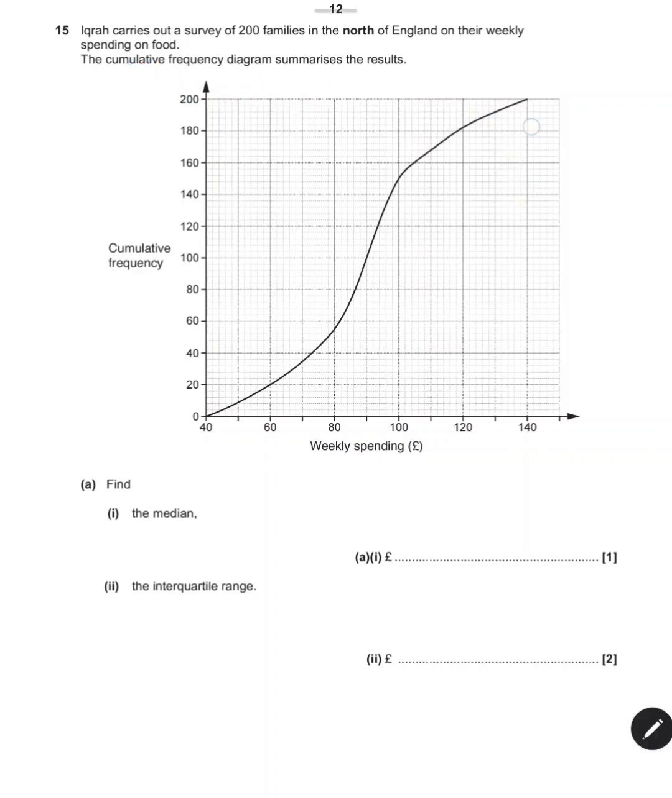We've got a cumulative frequency diagram. First part of the question says find the median. Well, median is the middle when in order. So we've got 200 people. The middle of that would be the 100th person. Read across to the curve and down. That there is your median. So I'm guessing this is going up in tens, 80, 90, 100. Yep.